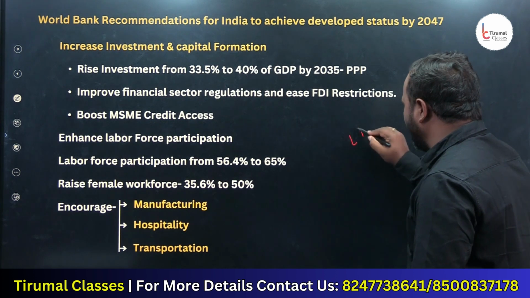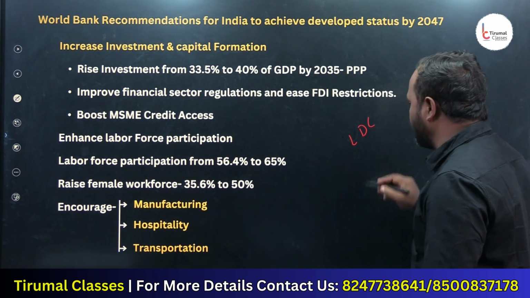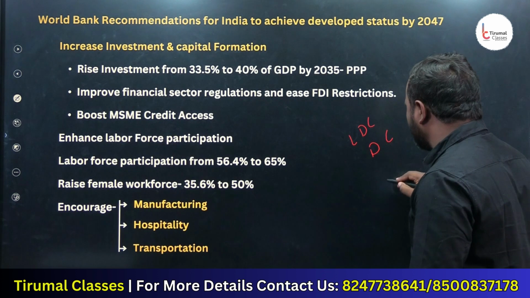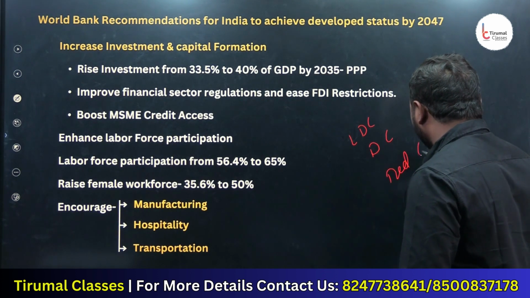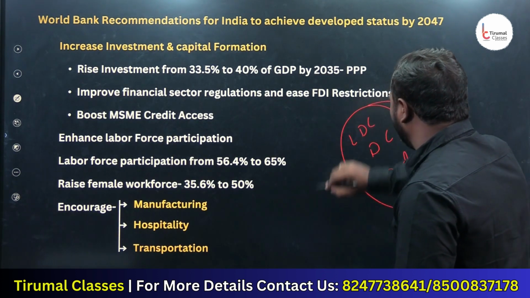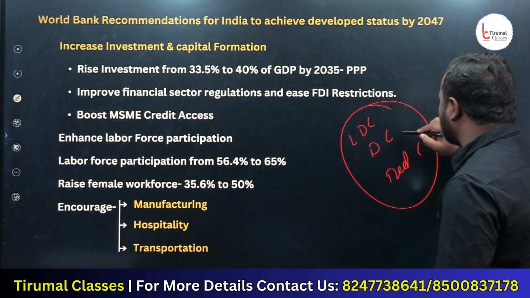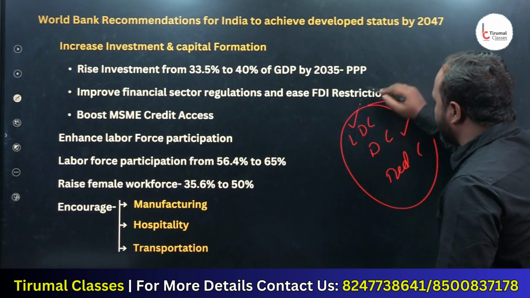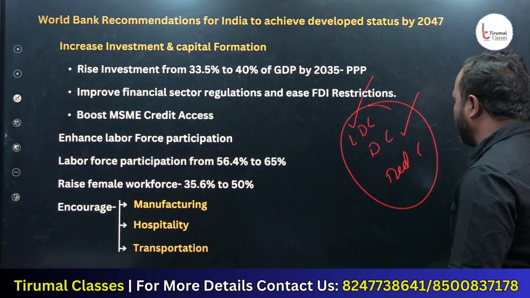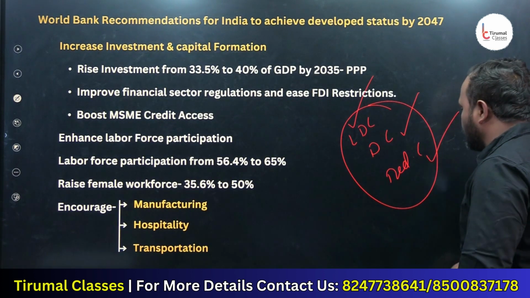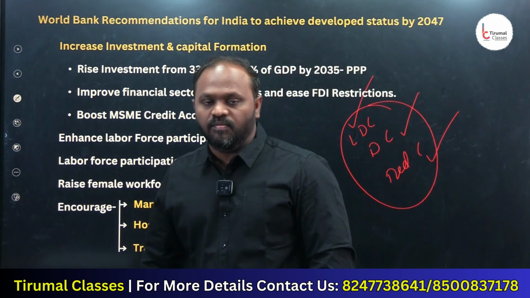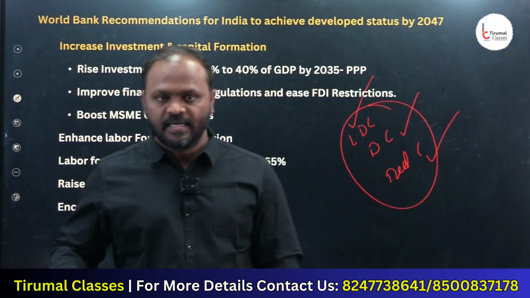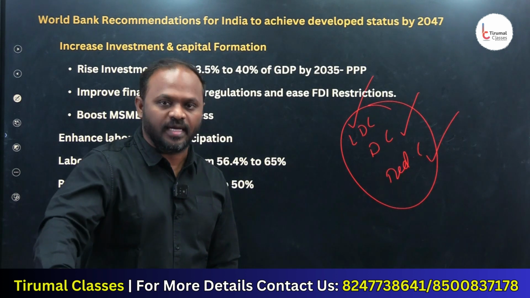One is LDC countries, least developed countries, developing countries, and developed countries. India has been coming under developing countries for a very long time. African countries are called least developed countries. The Western countries are developed countries. But India wanted to be a developed country. We are trying a lot since a very long time.